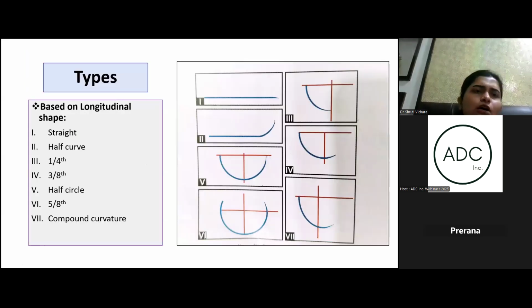Fine. Now we come to a more technical classification of suture needles. So all of you, I want complete attention here. Based on the longitudinal shape of the needles, we divide them into straight, half curve, 1/4 circle, 3/8 circle, 1/2 circle, 5/8 circle, and compound. This is a straight needle in the first picture. Why straight? Because it does not have any curvature.